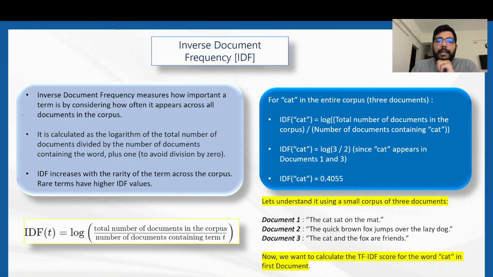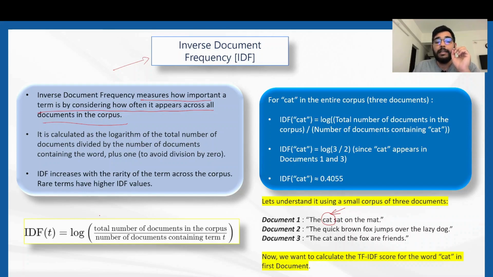Now coming to the second part, the mathematical implementation of inverse document frequency. As we have discussed, inverse document frequency measures how important a term is by considering how often it appears across all the documents in the corpus, that is, the relative importance of that particular word in the whole corpus with respect to all the documents. In our use case, we need to calculate the inverse document frequency for the word cat.